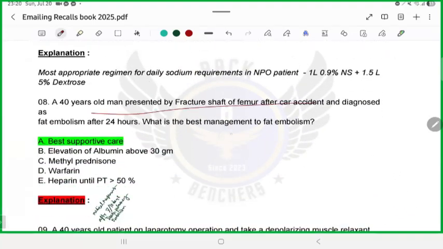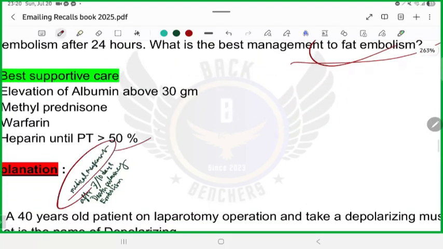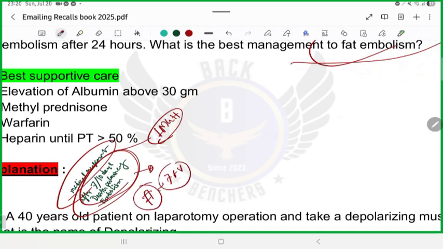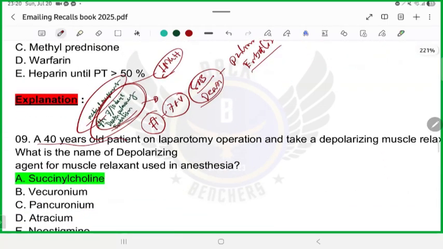Fat embolism: best supportive care. That means medical treatment, that is low molecular weight heparin or other things, according to the need. After 7 to 10 days, if they mention a fracture, then shortness of breath and death, that will be pulmonary embolism. Okay, simple.